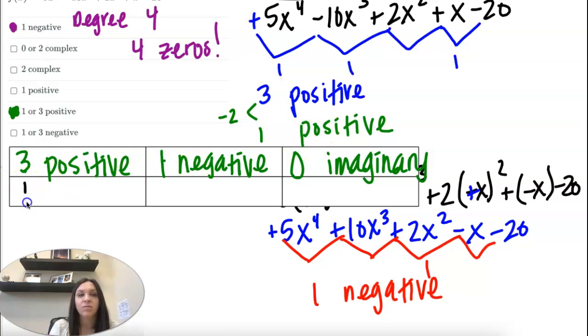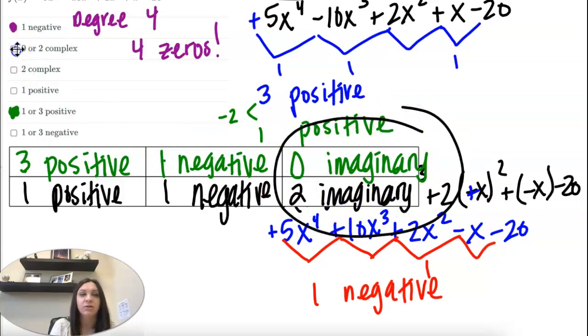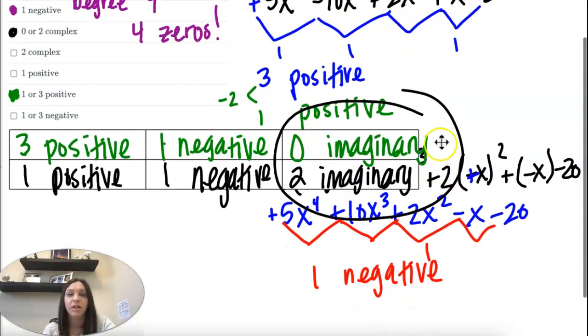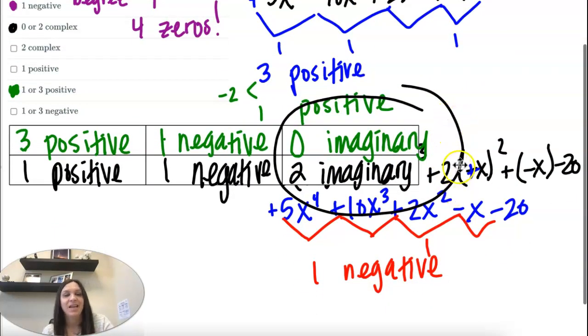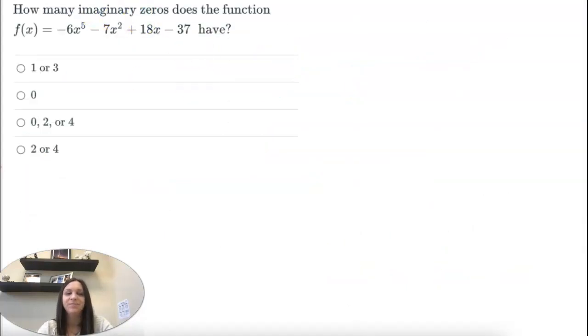But what if I have this 1 positive and 1 negative? Well, remember, these have to add to 4. There's 4 zeros. So if there's 1 positive and 1 negative, there must be 2 imaginary. So my options for imaginary are 0 or 2. Oh, complex. Remember that complex and imaginary are the same thing. Okay, sorry for that confusion. So those would be my possibilities. I want to hit every one: negative, positive, complex. I think I said imaginary because this one says imaginary, right?